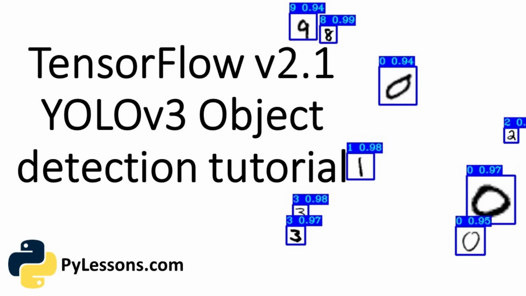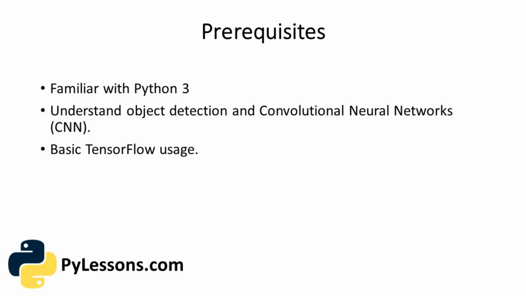In this tutorial series, I will give you solutions on how to train a YOLO model for your own custom dataset locally or even on Google Colab, because I received a lot of requests. So what are the prerequisites for this tutorial series? You should be familiar with Python 3, understand object detection and convolutional neural networks, and basic TensorFlow usage.